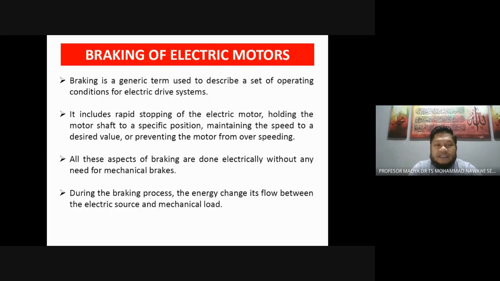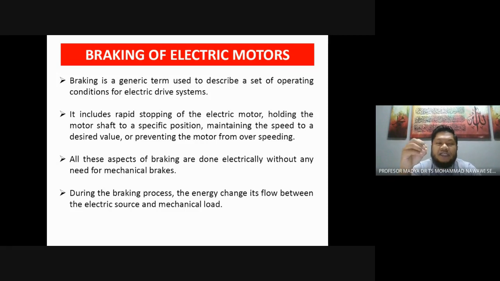So braking is a generic term used to describe a set of operating conditions for electric drive. It includes rapid stopping. You want to make it from a certain speed, RPM, a rapid stop. You want to make it zero speed, zero RPM, instantly. That's also the braking of the electric motor.